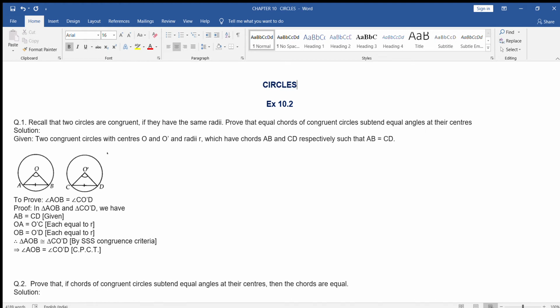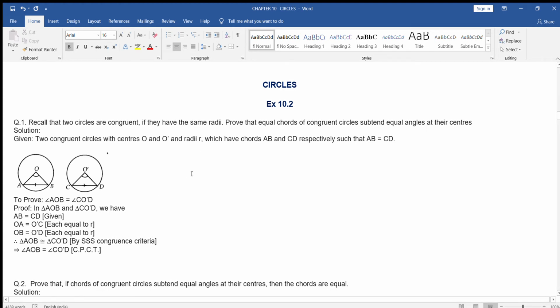In the previous video we discussed the theorem as well as exercise 10.1. Now, regarding the theorem we discussed in the previous session, we will discuss our exercise, that is exercise 10.2. Just see what our exercise is.